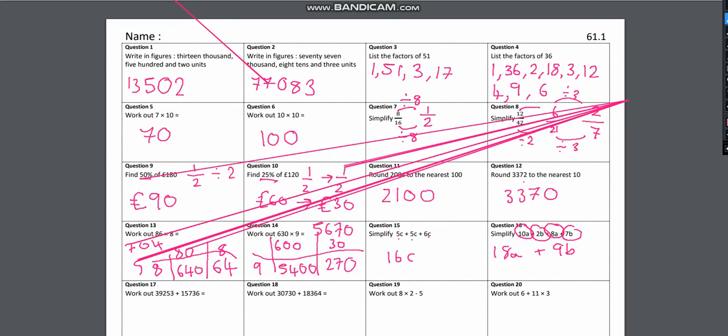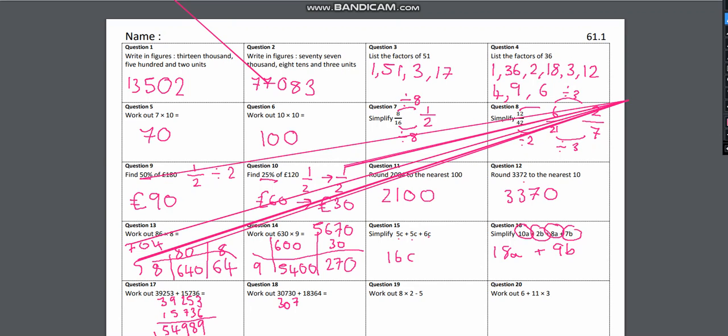Next one says we've got 39,253, and we're going to add to that 15,736. So a nice simple addition. So 6 plus 3 is 9, 3 plus 5 is 8, 7 plus 2 is 9, 5 plus 9, we're going to have to carry the 1, which I'm going to put here, is 14. And then we've got that 1 there, so 1, 2, plus the 3 is 5. So we should have 54,989.